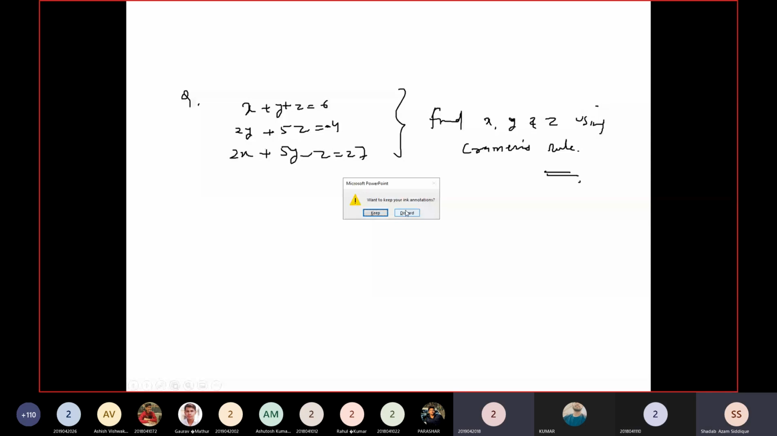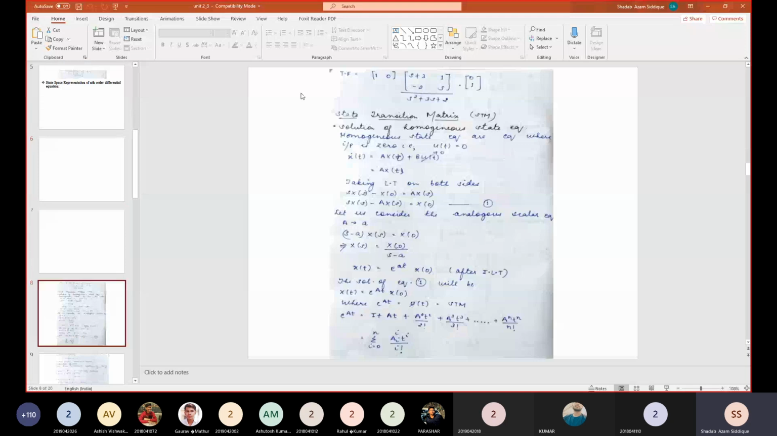So next class I'll discuss the state transition matrix. I was supposed to start the state transition matrix, but due to limitation of time, I'll cover this in the next class. So we'll see you on Wednesday.